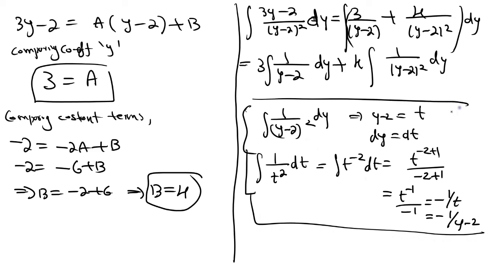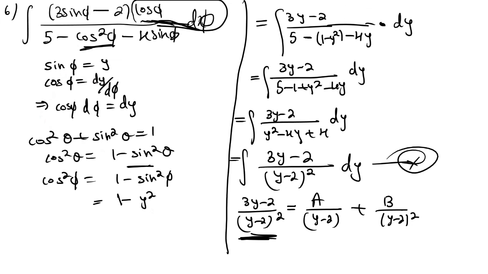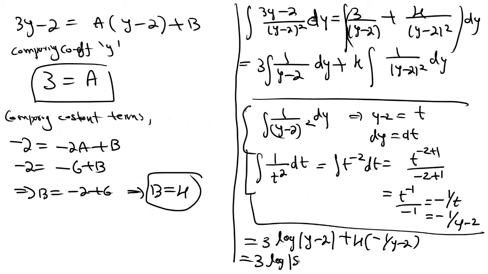Okay, so substitute here. So it's equal to 3 into the integration of 1 by y minus 2 into dy, which is log of mod y minus 2, plus 4 into, here we got the integration value, minus 1 by y minus 2. So substitute, it's equal to 3 into log of mod, what is y? Y, you see in the beginning we took y is equal to sin pi, right? So log of mod sin pi minus 2 plus 4 into minus 1 is there, right? So here you will get minus 1 divided by sin pi minus 2 plus integration constant c.